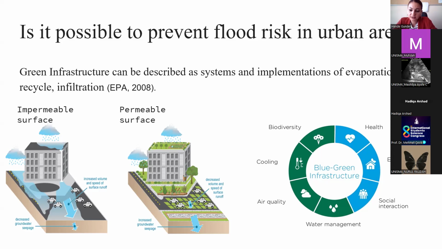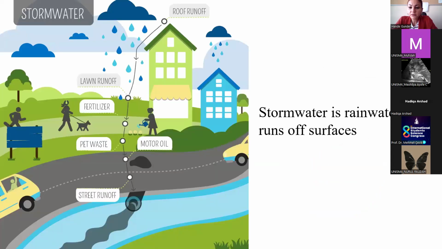Permeable soft surfaces such as green roofs, rain gardens, green pavement, parking lots, and infiltration trenches reduce the volume and velocity of stormwater runoff. The water reaches the ground faster, recharges the water table and filters out many pollutants and sediments before reaching the stormwater. Stormwater is rainwater that runs off surfaces such as lawns, roads, roofs, car parks, and natural ground surfaces.